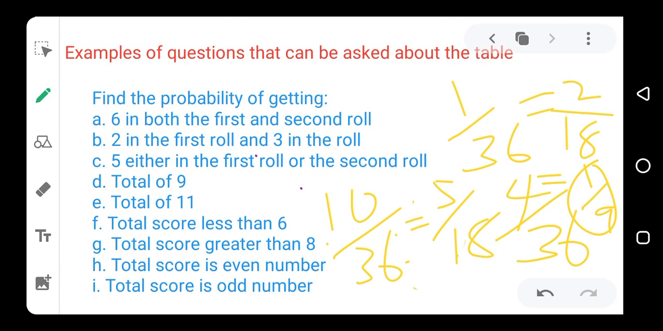Then they can also ask us the total odd number. We follow the same step and get the total odd number in that table. So this is actually how to solve probability that involves rolling 2 dice by constructing the probability table for the event. I hope this is very clear.